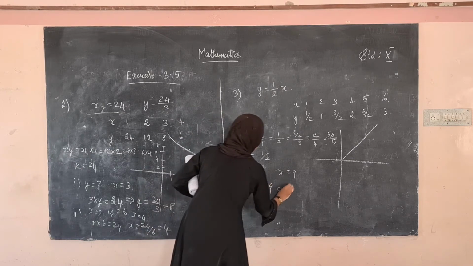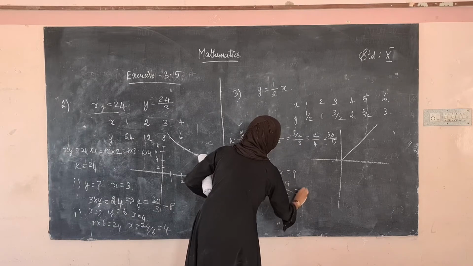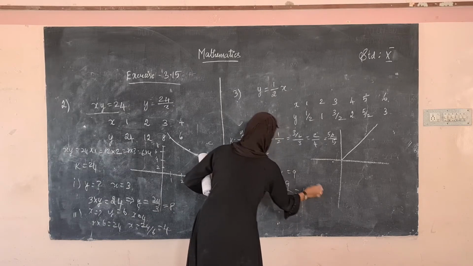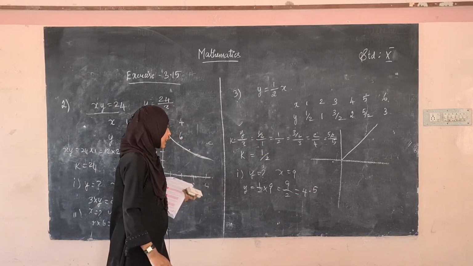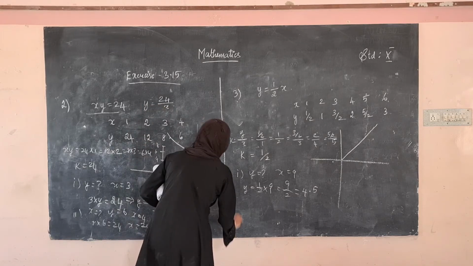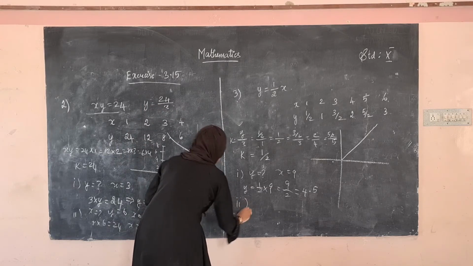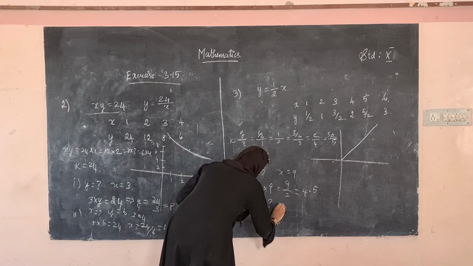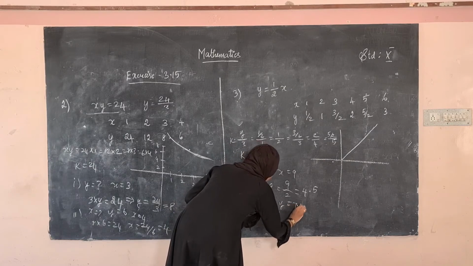It is 9. That is 9 divided by 2. What is 9 divided by 2? It is 4.5. So the value of y is 4.5. And the second subdivision, we have to find the value of x when y is equal to 7.5.